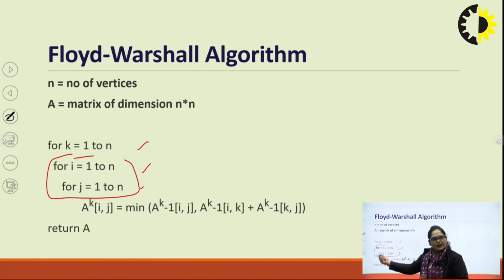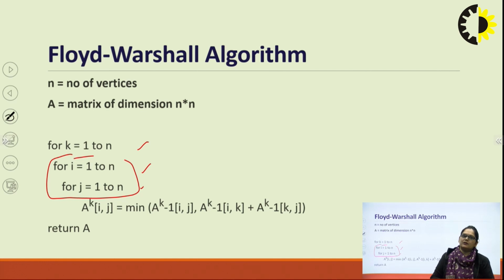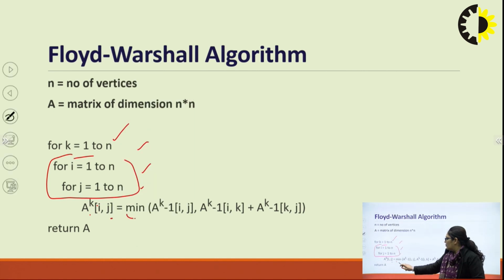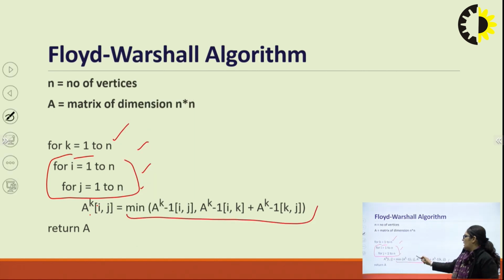This is for the matrix part, as we are using the matrix, and we know that in a matrix you have to use for loops, one loop for the rows and one loop for the columns, and the k loop is used for the number of iterations. Okay, and the logic is the same. If you have to calculate the A to the power k ij matrix, then it can be calculated by using this logic. We have to check A to the power k minus 1.